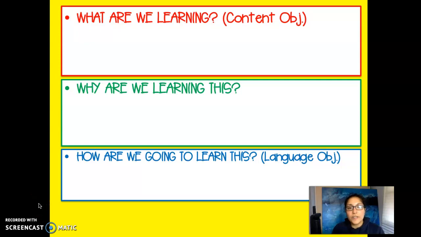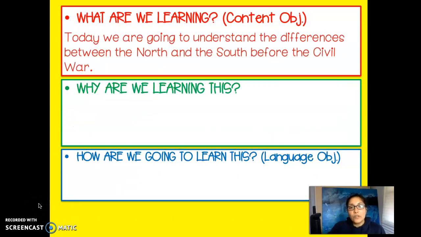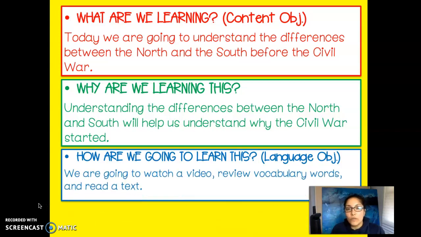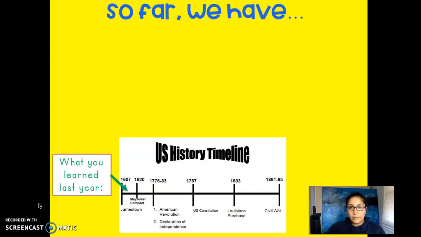Okay, so what are our objectives for today? Today we are going to learn about the differences between the North and the South of the United States before the Civil War. Understanding the differences is going to help us better understand why the Civil War even started. And we're going to be watching a video, going over some vocabulary, and reading a text to understand the differences.